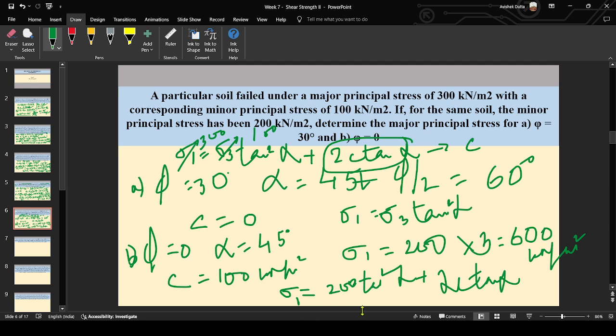Okay. So this is 1, this is 1, 200 plus 40, this becomes 400. Yes, 400 kilonewton per meter square. So analytically, we are finding out the value of cohesion, not given here because we don't know the type of soil or the cohesion value. So analytically, we are finding out the value of cohesion from the major equation and the first condition is given. And with that, in the second condition, we are finding out the major principal stress.